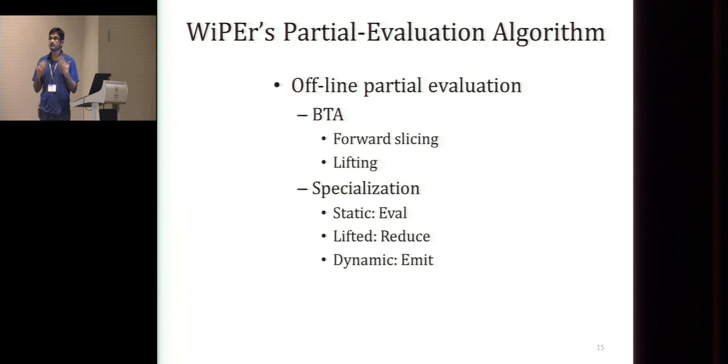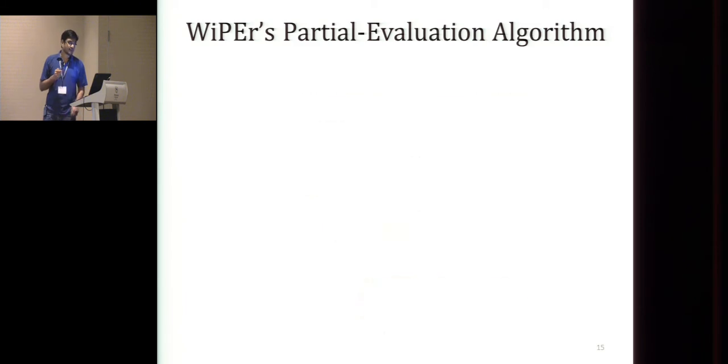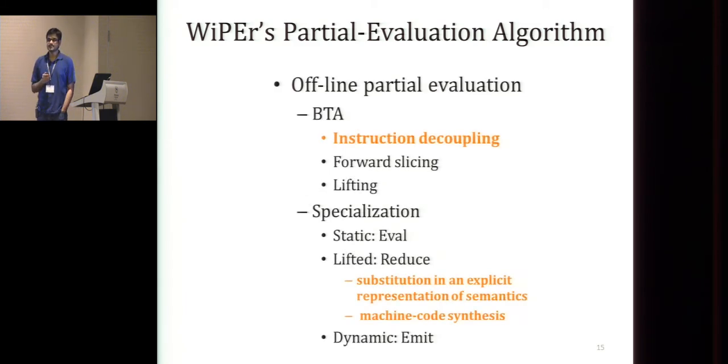Now, we are ready to look at Viper's algorithm. At a high level, Viper is similar to the source code partial evaluator we just looked at. Viper is offline. It works in two phases, BTA followed by specialization. However, Viper has novel aspects in its design specifically to address the issues arising in machine code partial evaluation, which the source code partial evaluator cannot normally handle. In the upcoming slides, I will describe the design of Viper, and I'll call attention to the issues arising in machine code partial evaluation and how Viper deals with those issues.